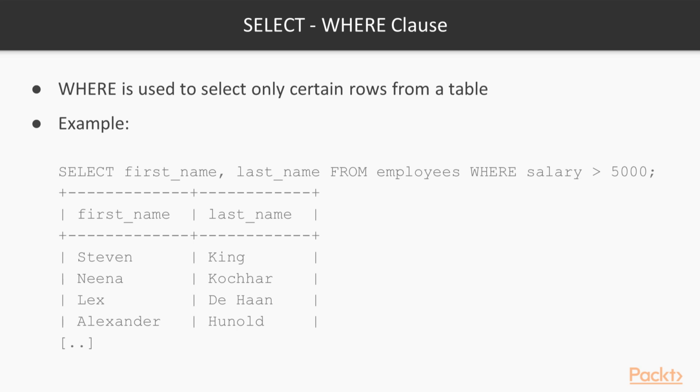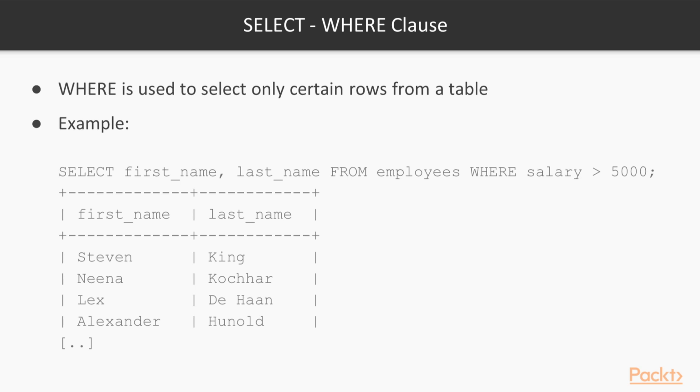We have selected certain columns from the table, but always received all rows of the table. If we want to filter the output of the select command, we can use the where clause to only select certain rows. So we can add conditions to our SQL statements to receive only rows that match this condition. For example, I can only display employees where the salary is larger than a certain value by specifying select first name, last name from employees where salary is larger than 5,000.